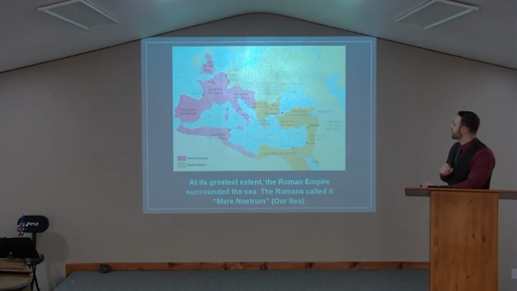Now, during the largest extent of the Roman Empire, they completely surrounded the Mediterranean. We have their two different sides of the empire, and they called it our sea because, hey, they owned all the land around it, so they used it.